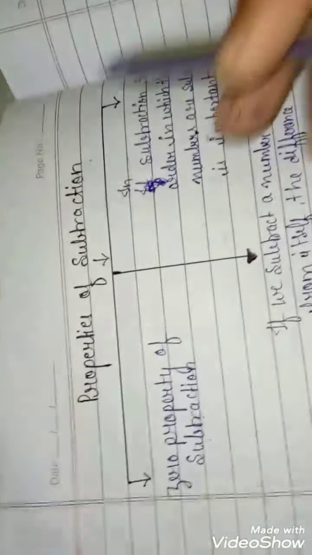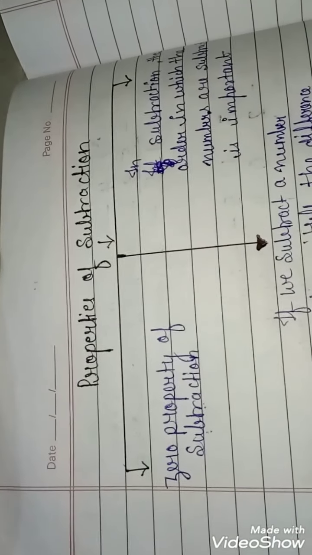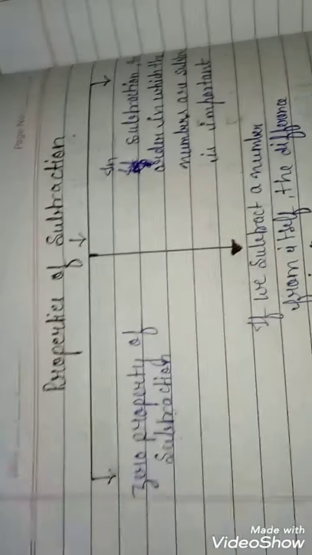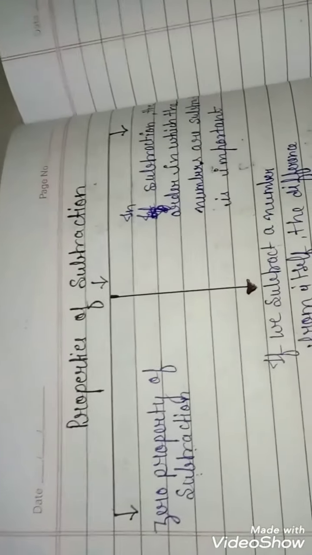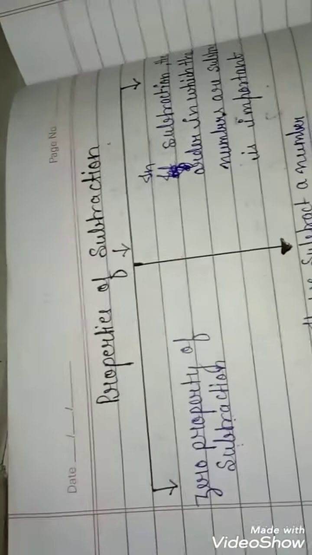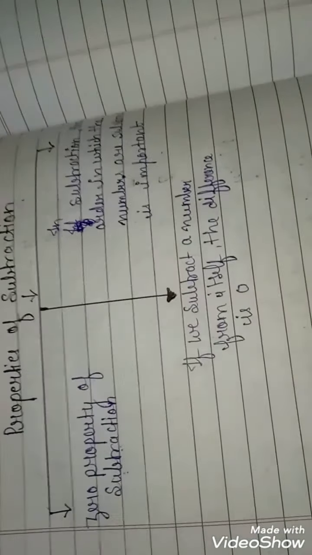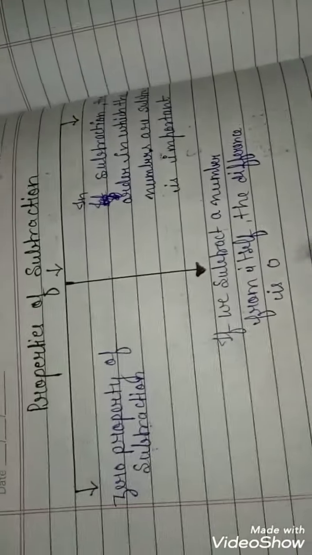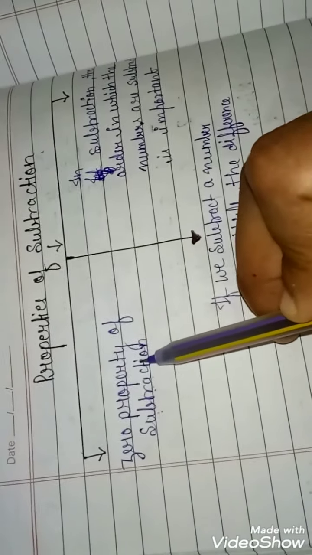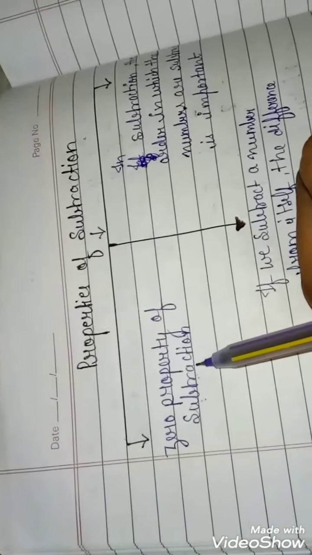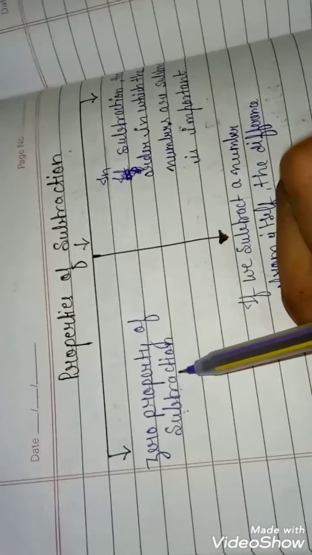Okay, now we'll take properties of subtraction. Like addition, which also has some properties we have discussed, there are some properties of subtraction also. There are mainly three properties of subtraction, so we'll discuss them. First property is the zero property of subtraction. See what happens in this property.